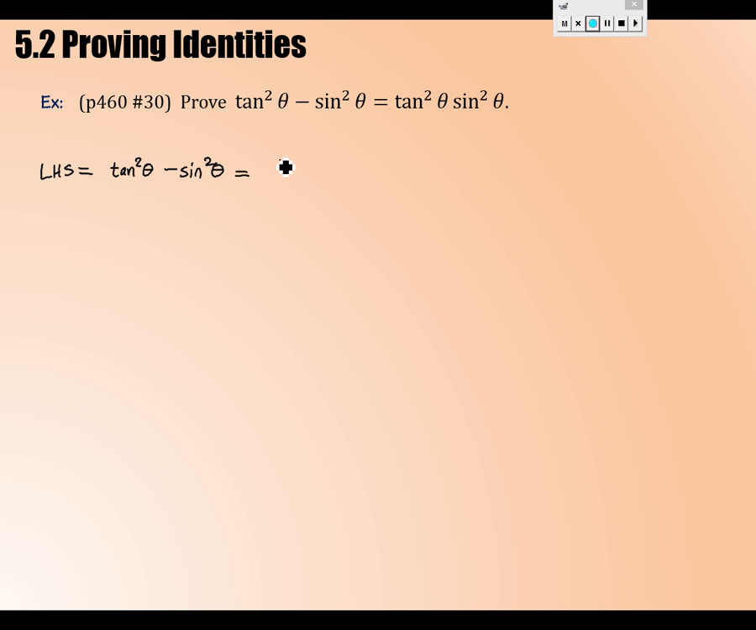Oh, yeah, I'm with you. So this is sine squared over cosine squared. Let's make that revelation. Okay. I think that's good.